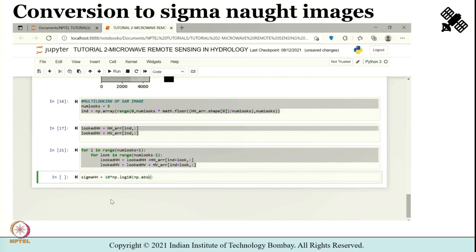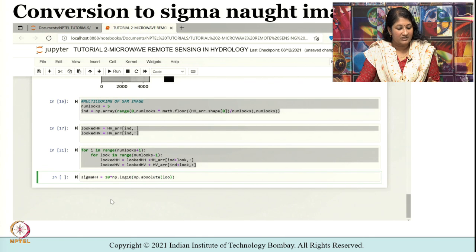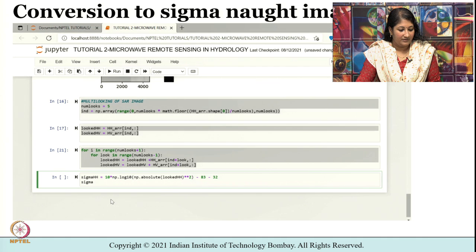np.log10 is a mathematical function that gives us the logarithm of any array with base 10. So we are using np.log10 and np.absolute, which calculates the absolute value element-wise. As you can see, I have entered the constants 83 and 32 specific to the ALOS PALSAR L1.1 data to estimate sigma HH and sigma HV. Here H refers to horizontal and V refers to vertical, and by now you are aware that HH and HV are polarizations. Horizontal transmit, horizontal receive is HH, and HV is horizontal transmit and vertical receive.